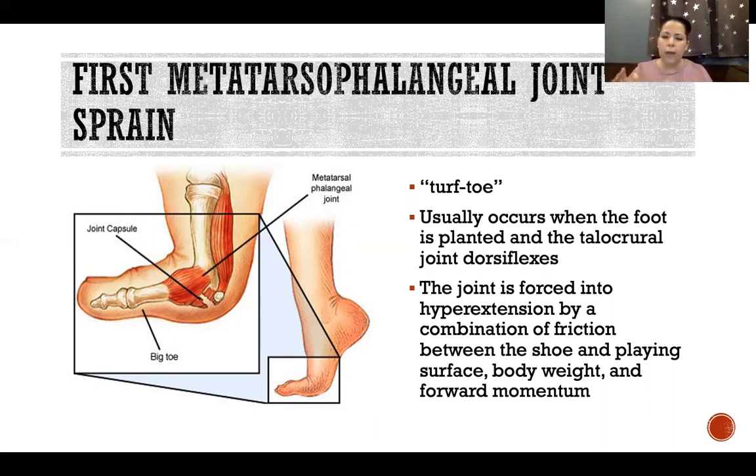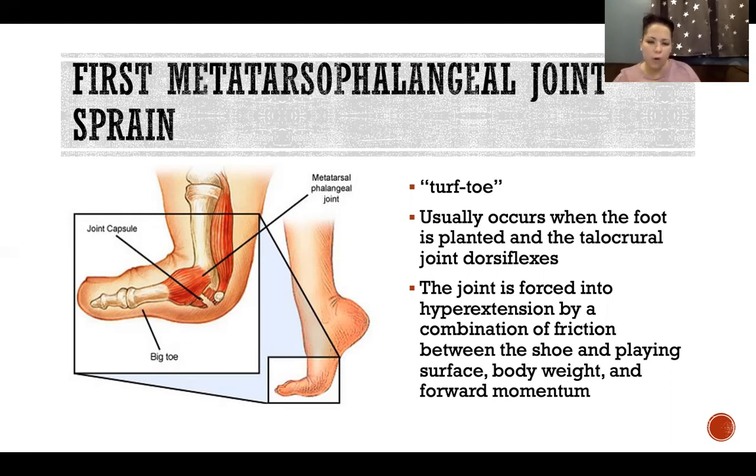And the further you get, maybe your heel starts to come up. Now you'd go into some plantar flexion. But if you're pushing that first metatarsophalangeal joint into the position we see here in this picture, that is hyperextension of that joint. And that would cause that damage at the joint, like you see in the picture. And that is what turf toe is.